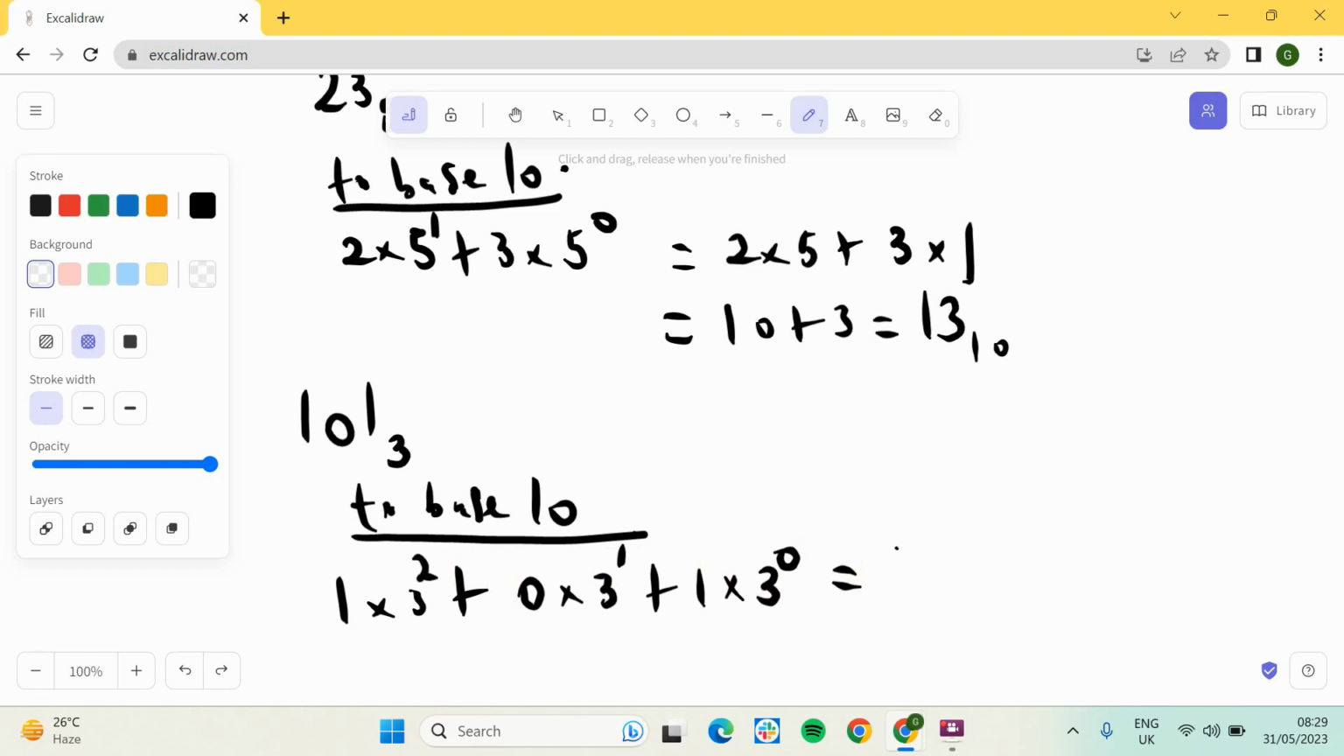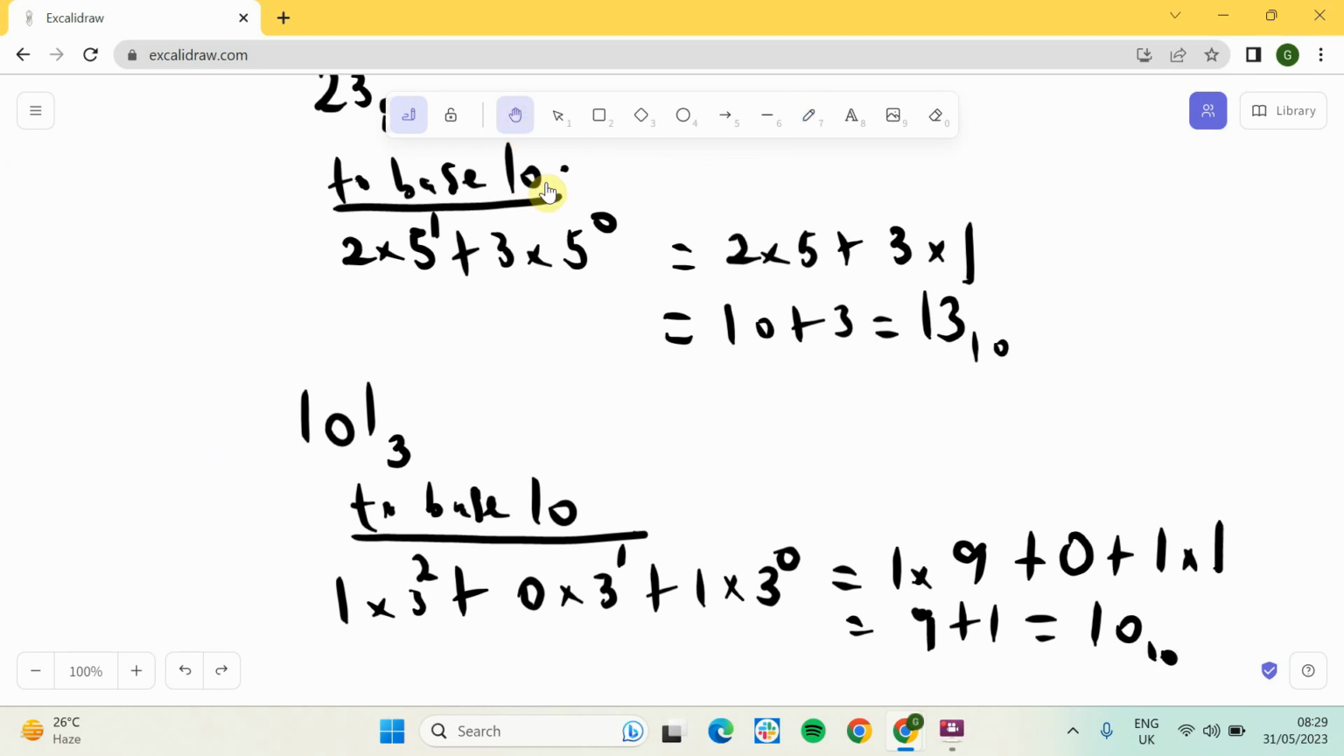So 1 times 3 squared is 3 times 3, which is 9, plus 0. Anything multiplied by 0 is 0, so I don't need to bother myself with it. Plus 1 times anything raised to power 0, which is 1. So 1 times 9 is 9, plus 0, plus 1 times 1 is 1. So this value here is 10 in base 10.